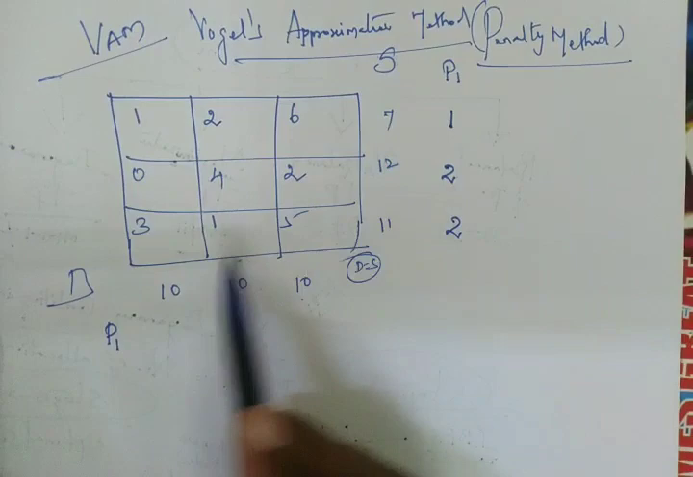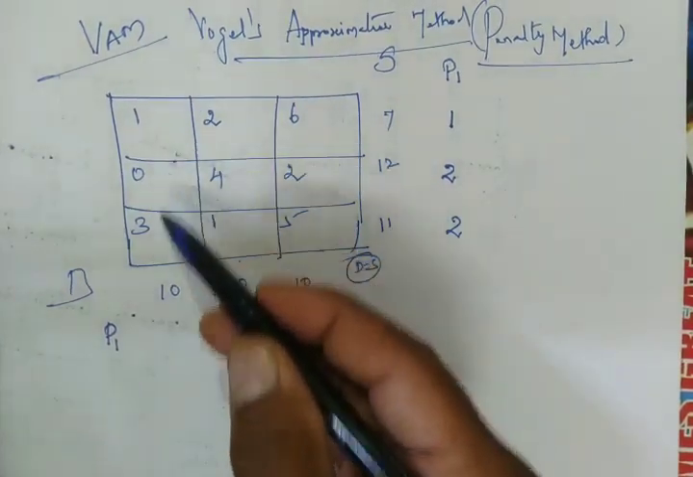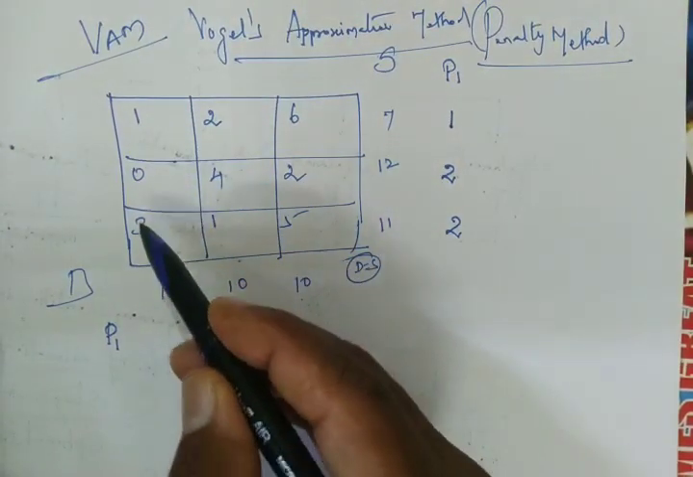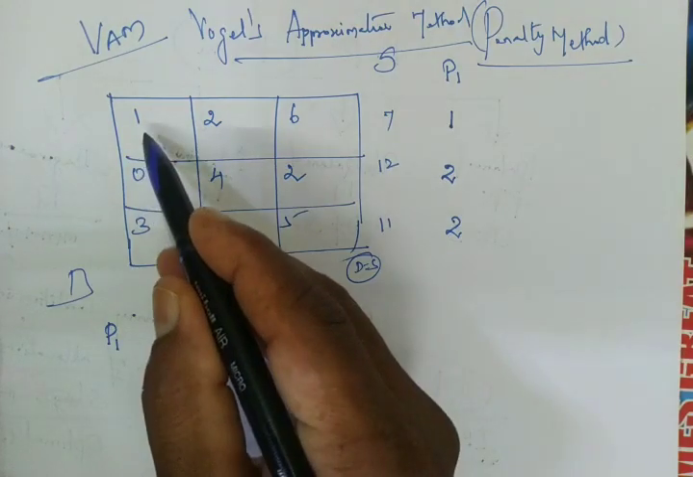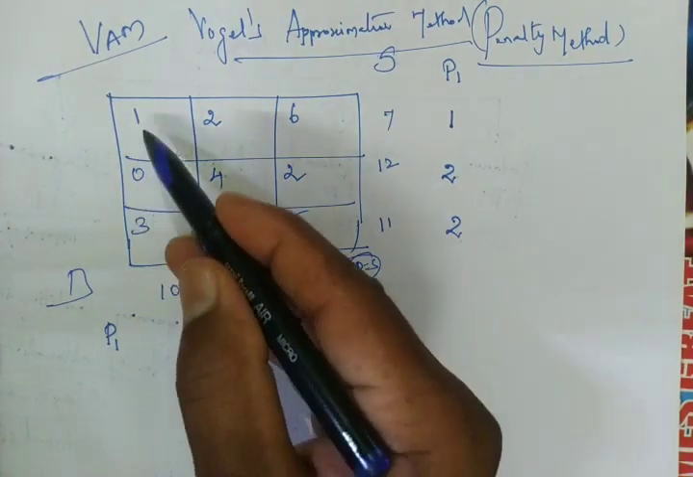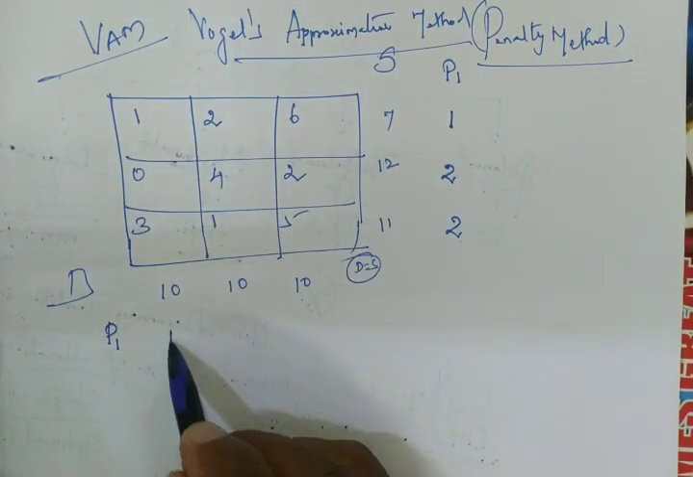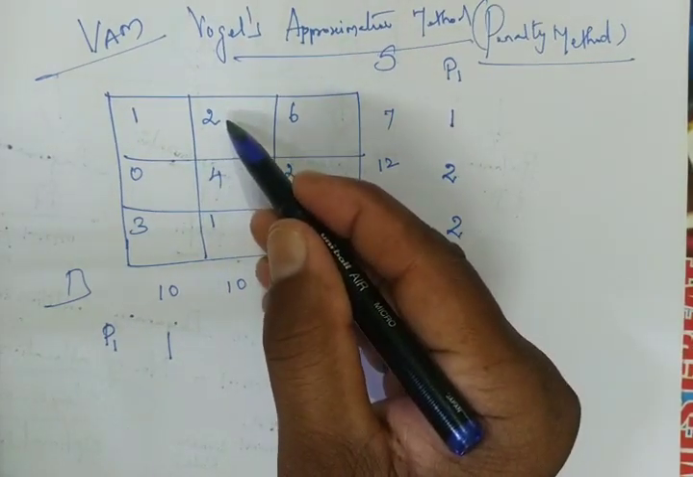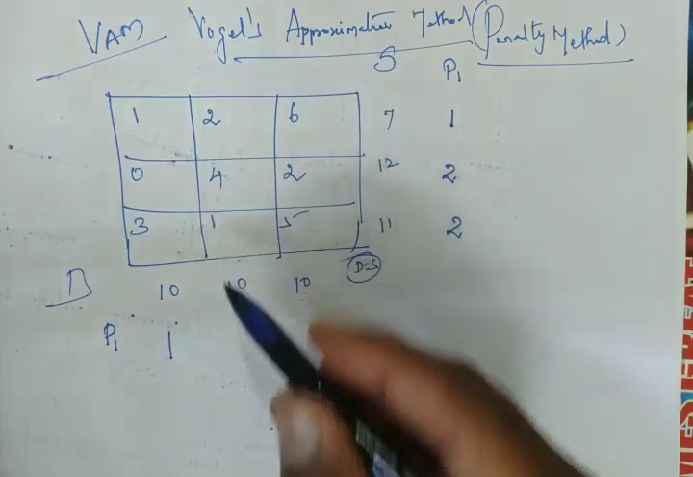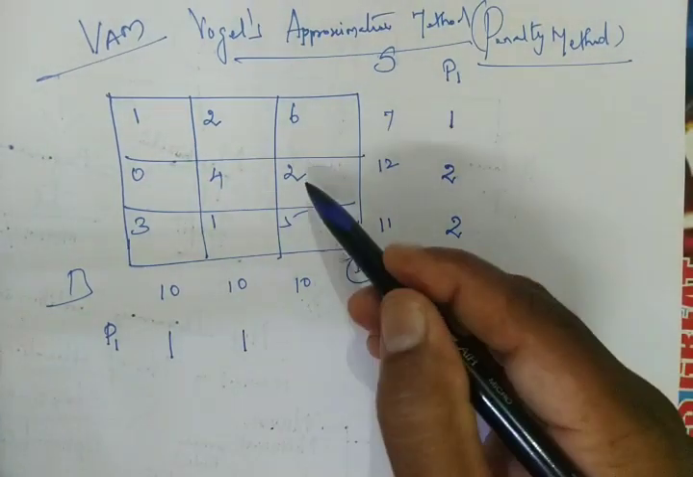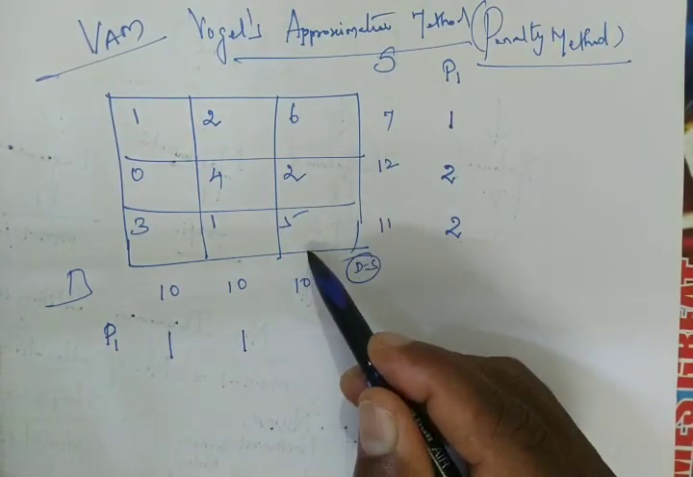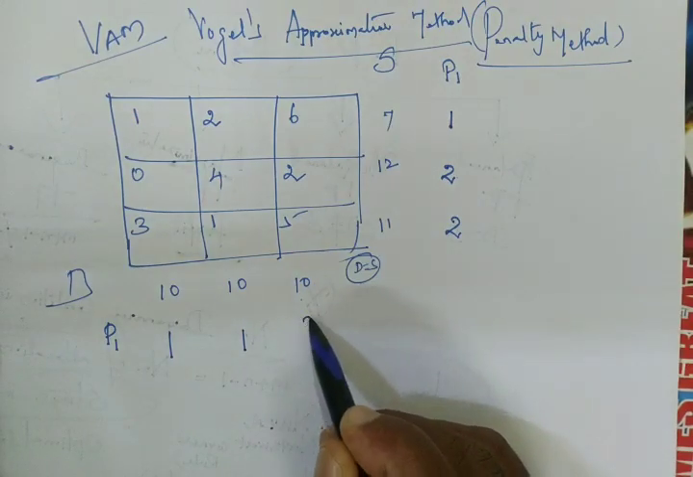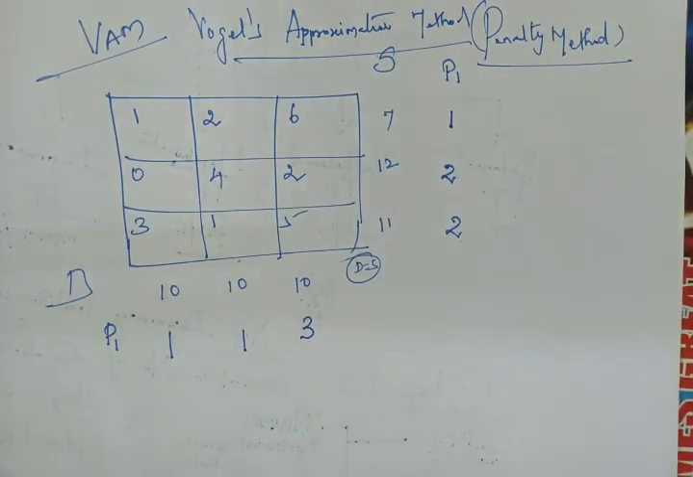This is the row wise penalty. Now we are going to find the column wise penalty. Here the first minimum is 0, the second minimum is 1. Second minus first, 1 minus 0, 1. Now the first minimum is 1, the second minimum is 2. Second minus first, 2 minus 1, 1. First minimum 2, second minimum is 5. 5 minus 2, 3.